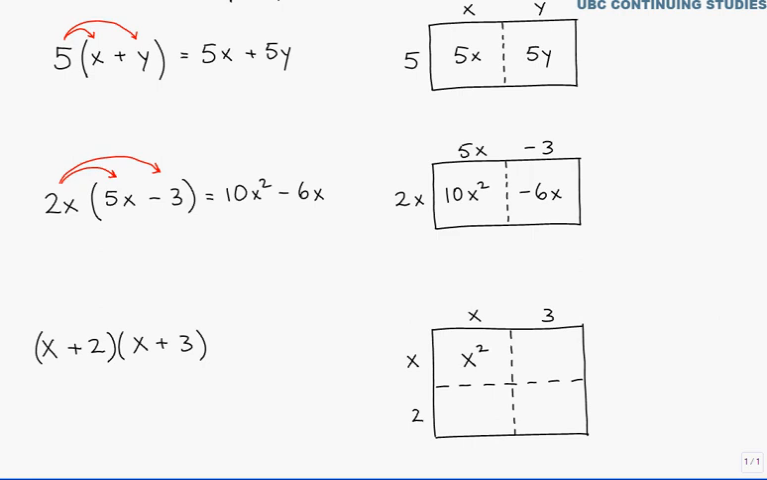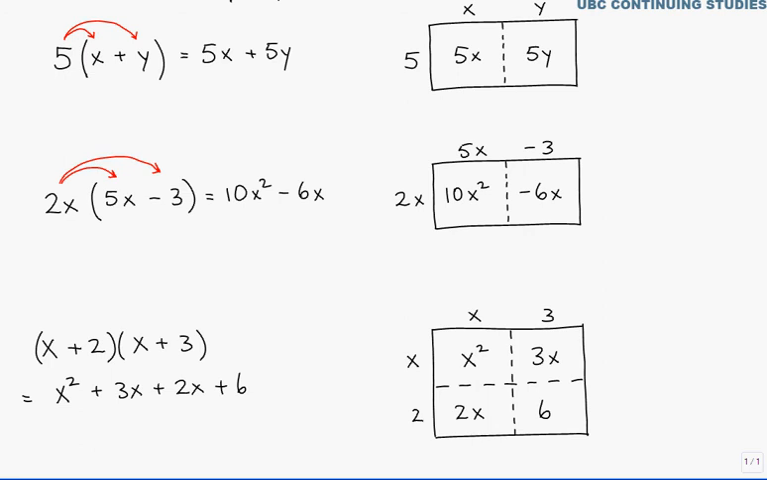The x times x, this region on the top left, is x squared. The x times 3 is simply 3x. The 2 times x on the bottom left is 2x, and the 2 times 3 is 6. So this works out to the 4 intermediate products are x squared plus 3x plus 2x plus 6.